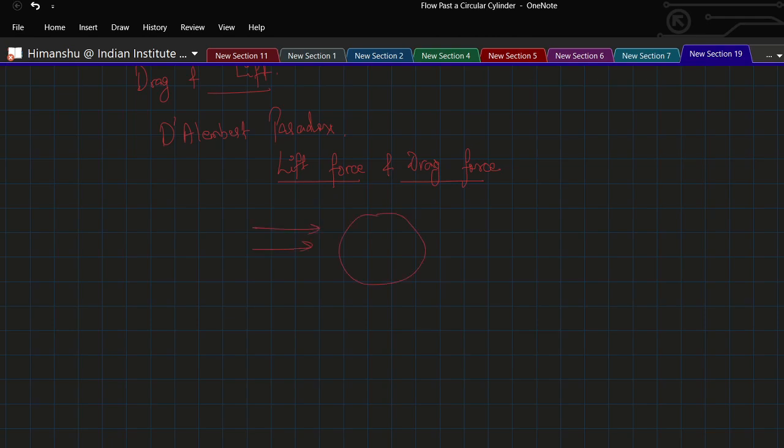Suppose this is the fluid velocity, the free stream velocity. Lift force could be perpendicular to any direction, either this or this or this, and the drag force will be parallel to the direction of the fluid motion.